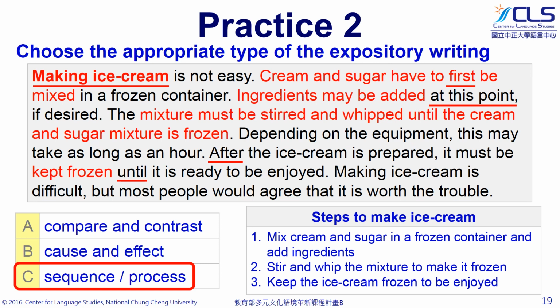First, mix cream and sugar in a frozen container and add ingredients. Second, stir and whip the mixture to make it frozen. Third, keep the ice cream frozen to be enjoyed.